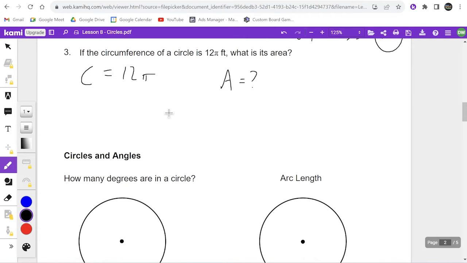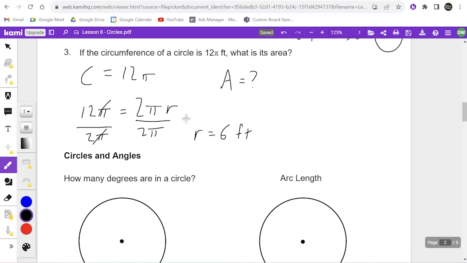First, we have an equation for circumference, right? Circumference is 2 pi r. So I can say 12 pi equals 2 pi r. And then notice, I don't know the radius right now. I can find the radius if I just divide both sides by 2 pi. You could even say the pi cancels. And so therefore the radius is 6. 6 feet. How'd you do that?